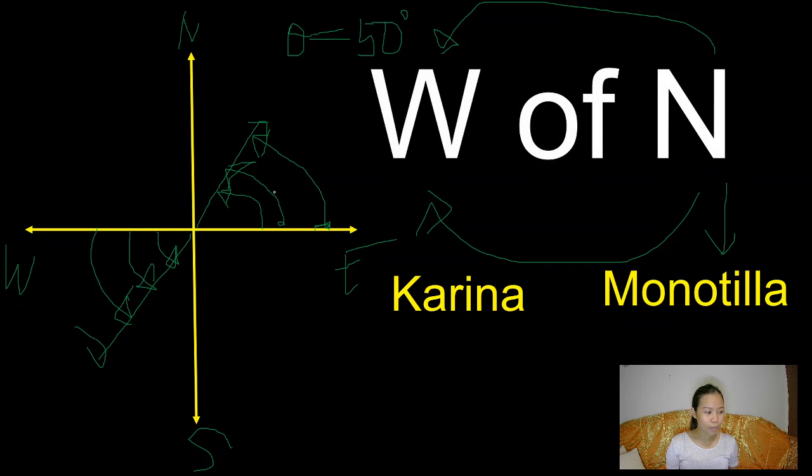Now, last one. We have here west of north. It means that our angle is from the north going to the west. North going to west. Okay, there it is. Now, let us have it here, our angle. North going to west.